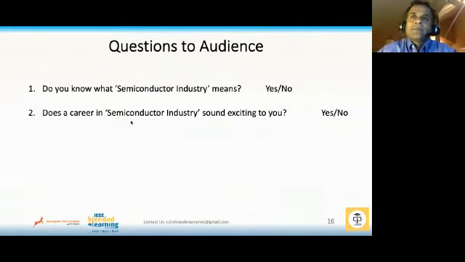So what's your say now? Do you think that if you get a job in the semiconductor industry, or you want to carve a niche in the semiconductor industry, does it sound interesting or exciting to you? Wow, 100% yes. 2% no. So this has been one of the best sessions, 4% probably.